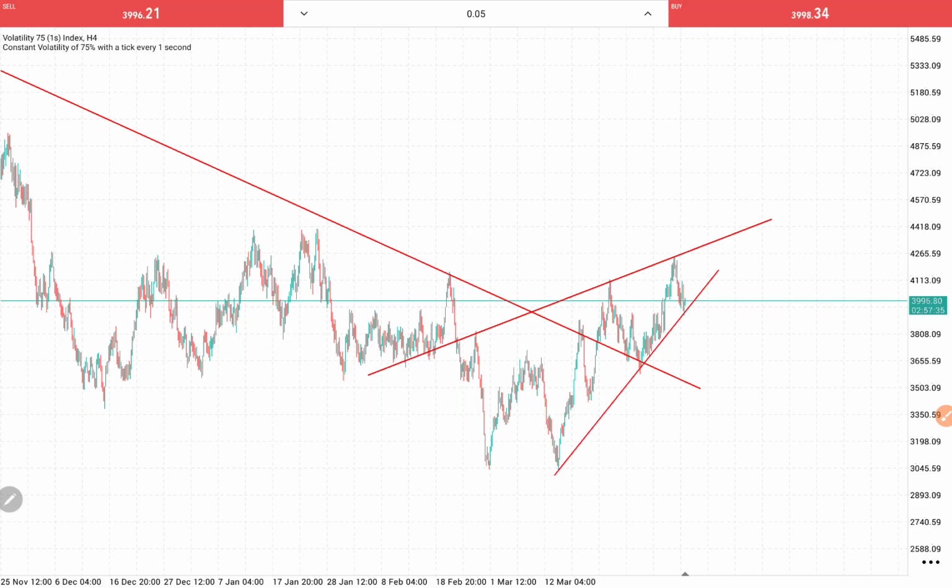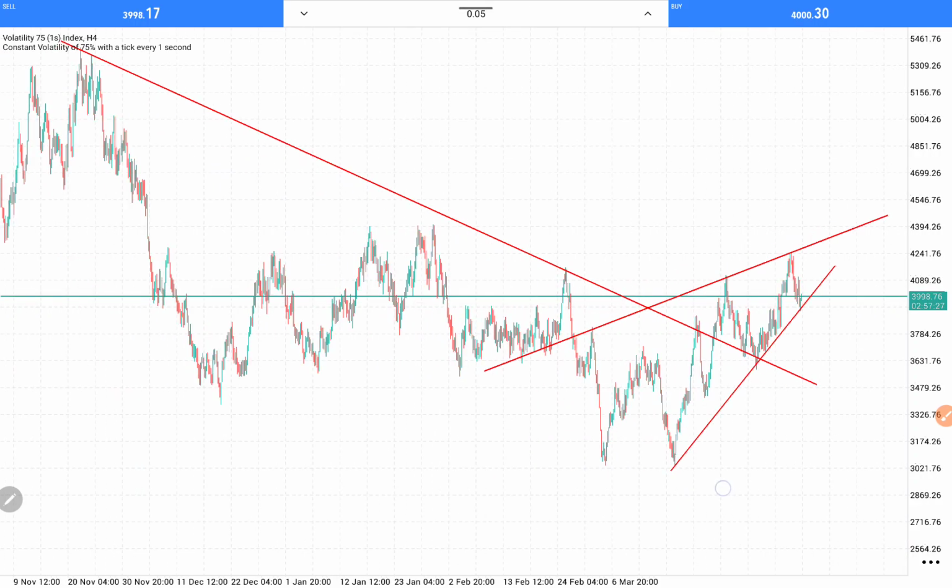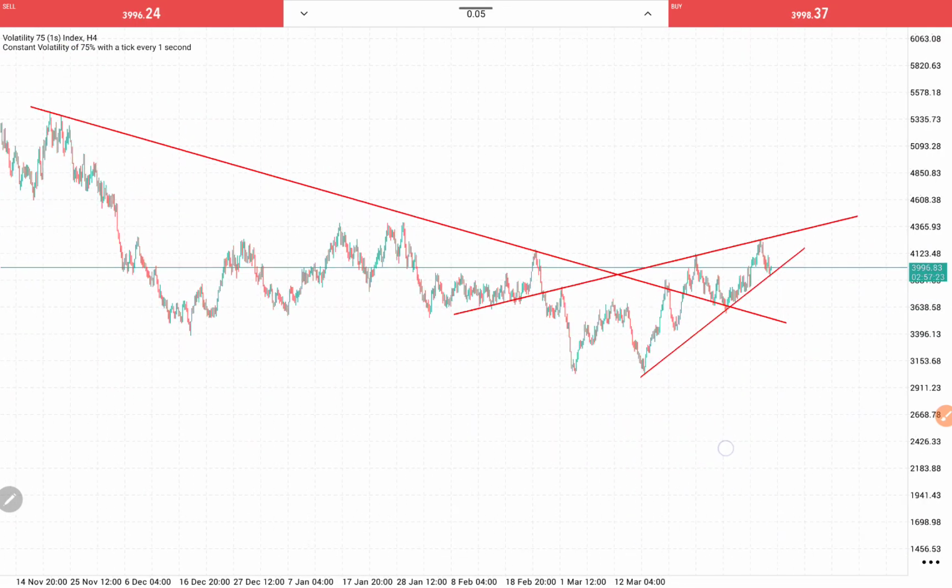The Fibonacci tools, maybe is it Fibonacci or Fibonacci? I don't know, maybe it's Fibonacci or Fibonacci.